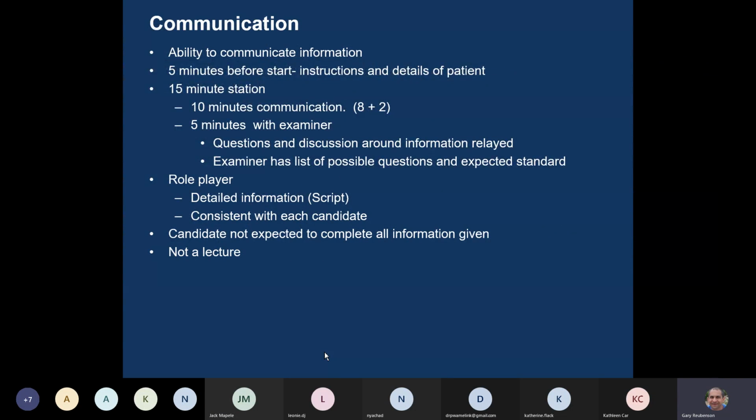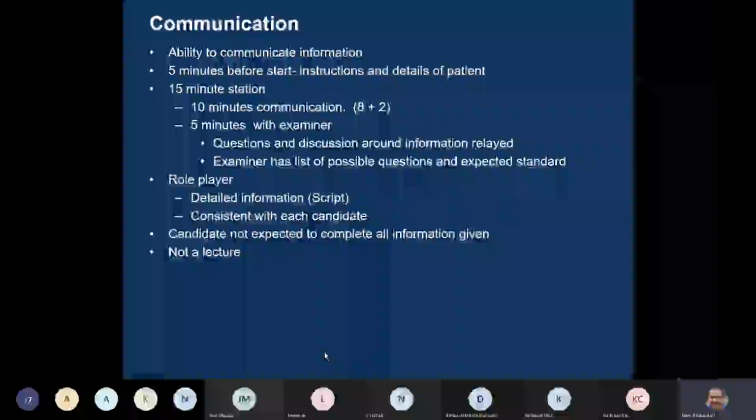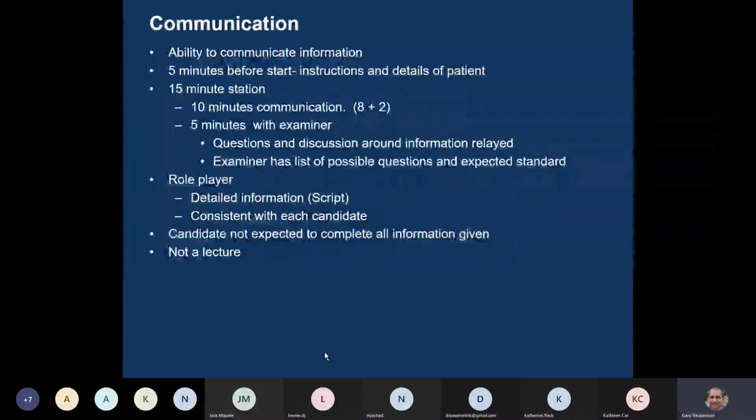And this is very much about communication. Again, the role player has got fairly detailed information, specifically including questions that they're going to ask you following the information you give them. Again, the intention is for them to be consistent with each candidate. And it's not about how you can communicate everything about the condition in the time available. It's not about that at all.